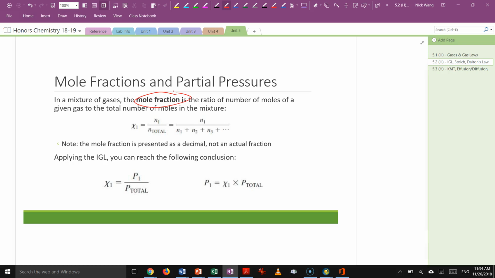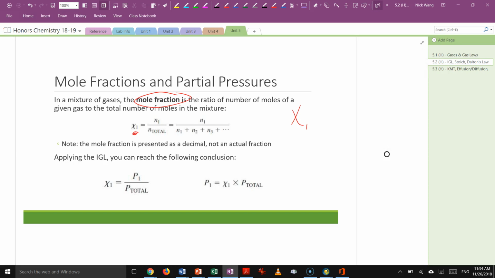Now, this effectively is kind of just a percentage almost. If you see right here, the symbol is this x1, so it's a little bit scripted. I just write x1, meaning x, the mole fraction of a certain gas 1, is equal to the moles of that gas over the total moles of gas inside the container. Remember, this is talking about mixtures of gases, right?